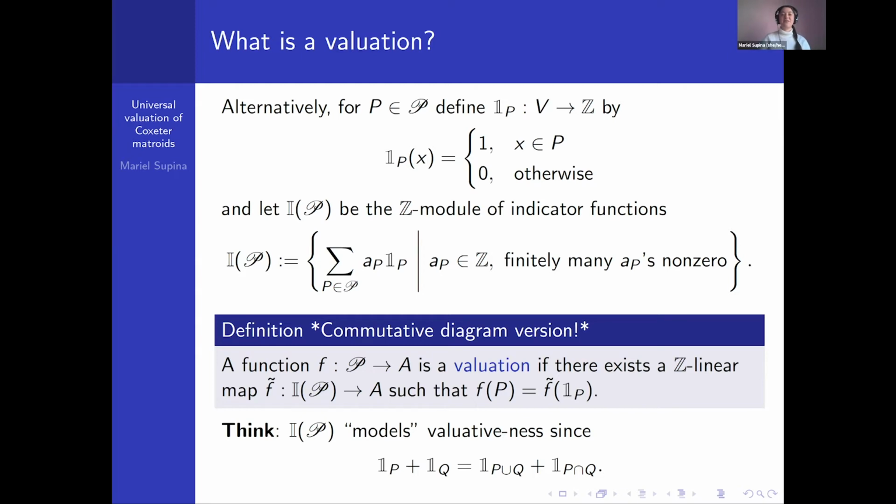So that's the first part. I wanted to define what a valuation is. And now I want to switch gears and tell you about some of the families of polytopes that I'll be talking about in my talk.